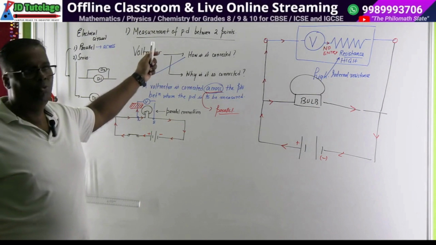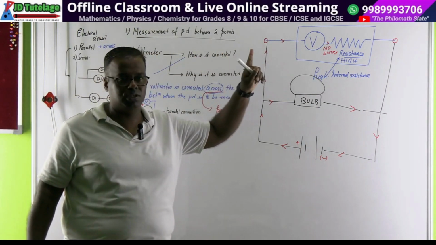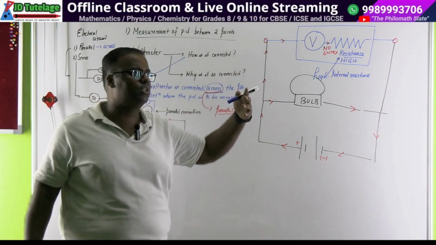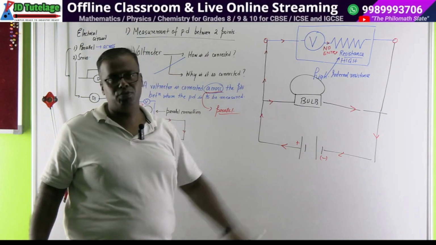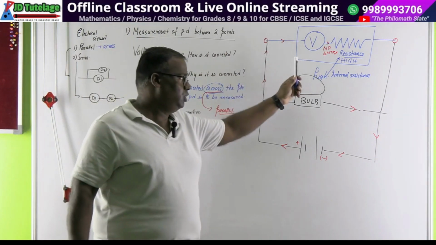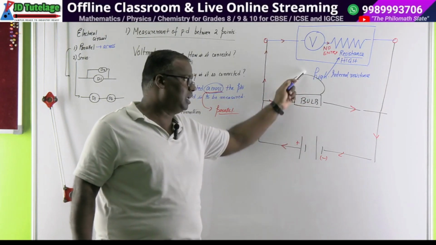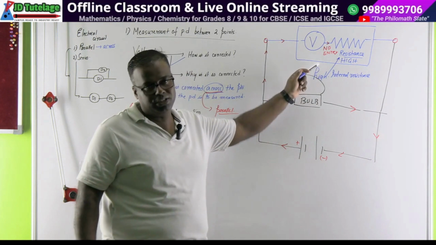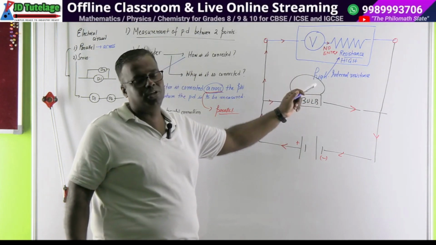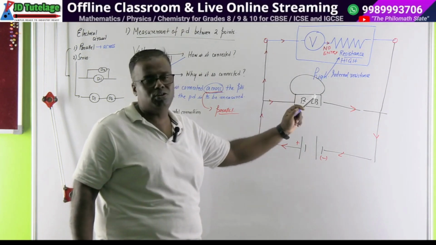Number one, what is the instrument used to measure the potential difference between 2 points? A voltmeter. They may also say, state or illustrate, or give the important features of a voltmeter. A voltmeter is a device which is used to measure the potential difference between 2 points. It is always connected parallel or across the points. Across means parallel. Parallel cannot be series.